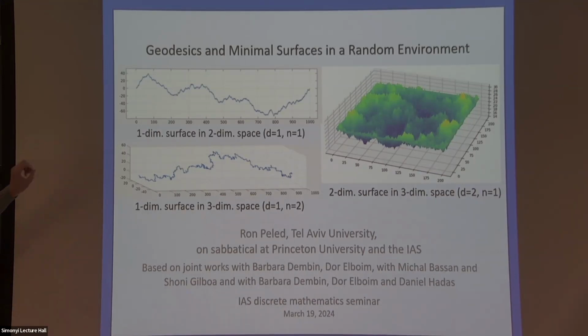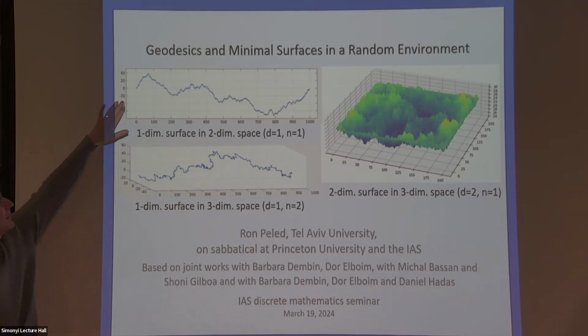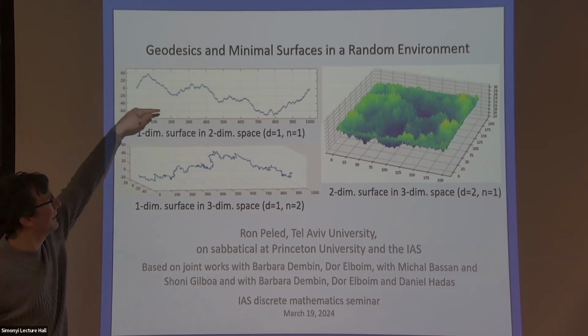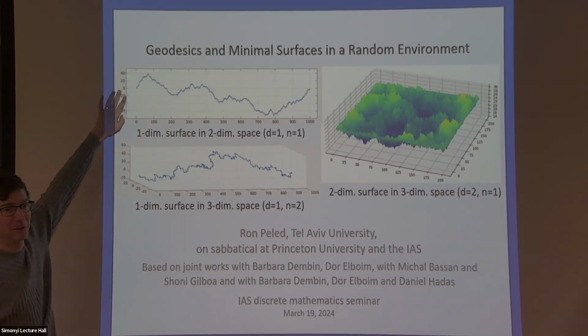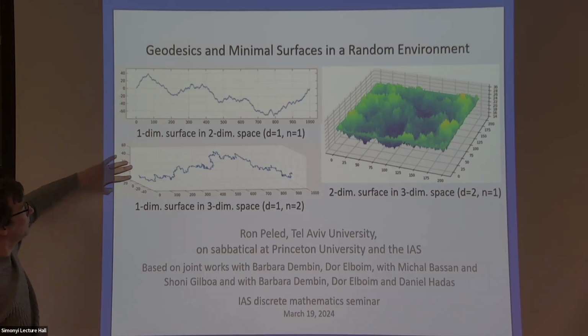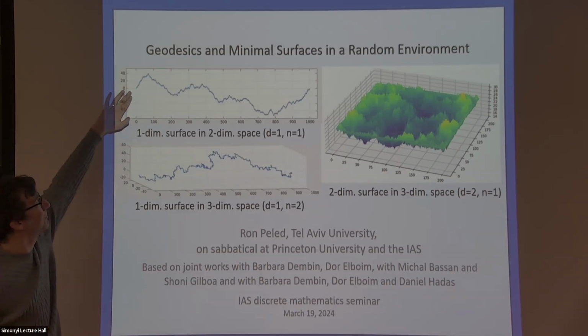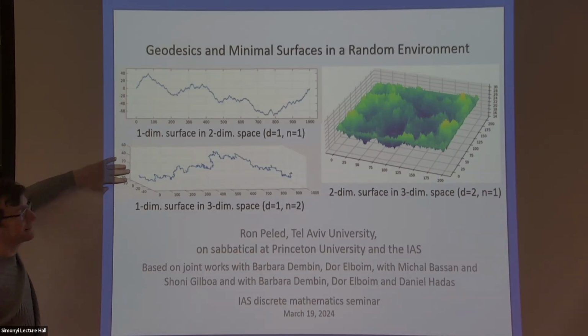Here are some pictures just to have an idea. We're going to study random paths. So these will be minimal paths in a random environment, as will be defined in a second. It could be in a higher dimensional space. So this is a path in 2 dimensions, and this is a path in 3 dimensions.